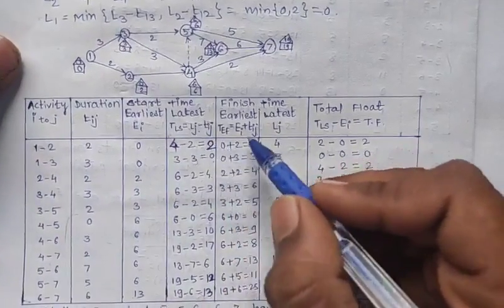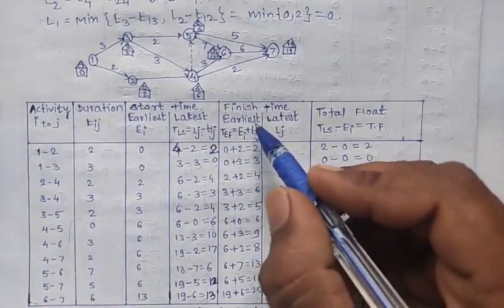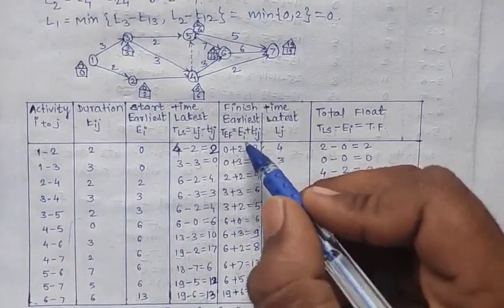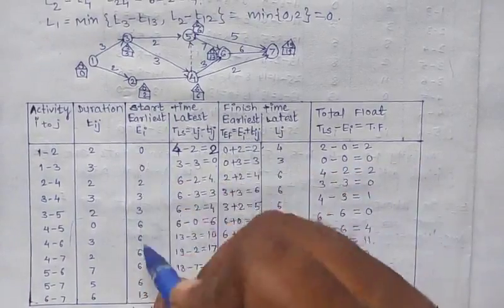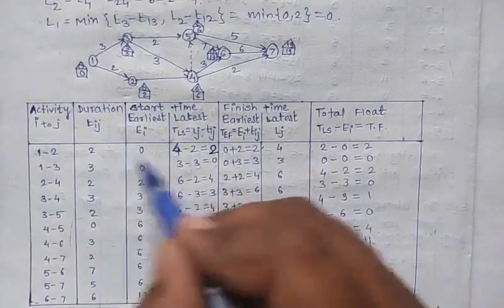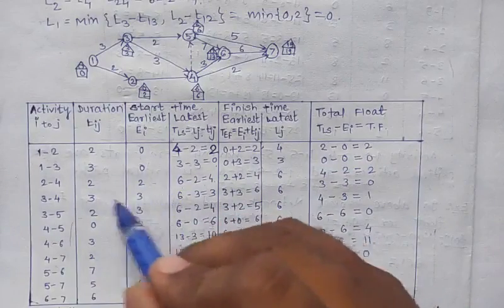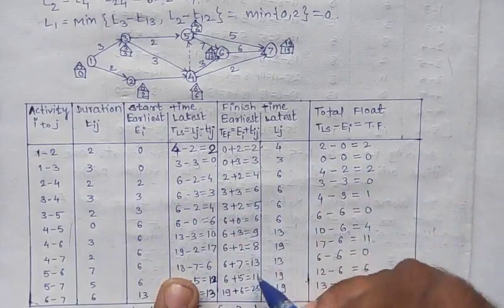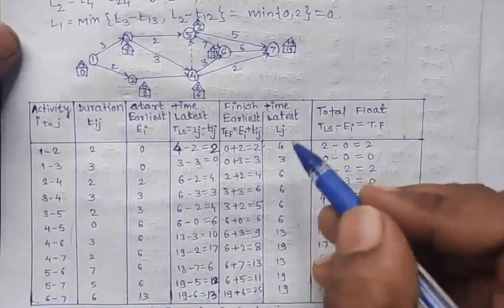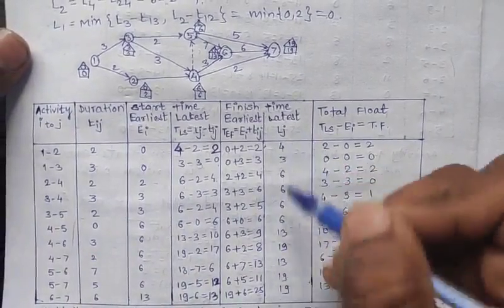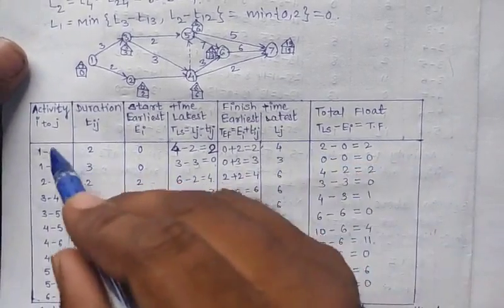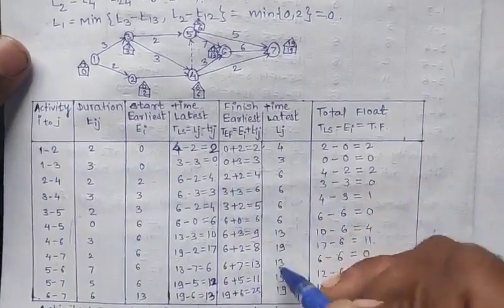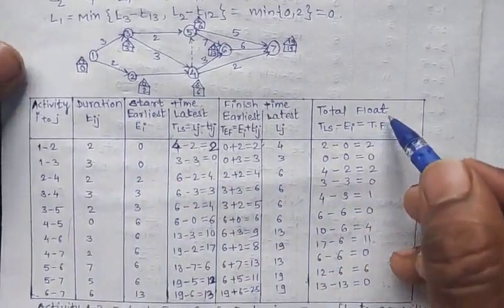Next, find out the earliest finish time. The formula is Ei plus Tij. So adding these two: 0 plus 2, 0 plus 3, 2 plus 2, 3 plus 3 and so on, we get the earliest finish time. And the latest finish time, this is Lj. For this jth event, write down the jth value and find out the total float.